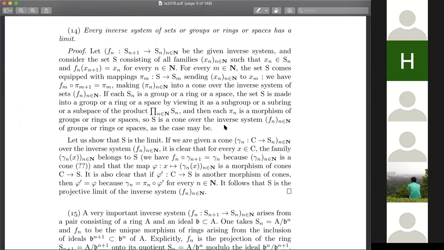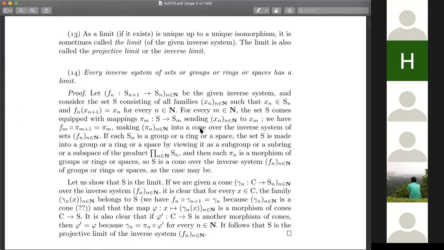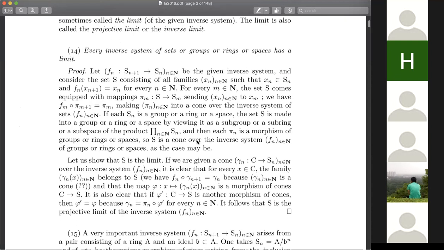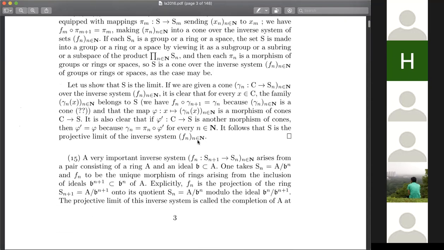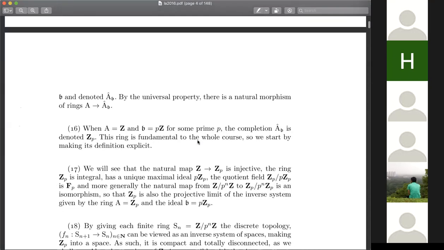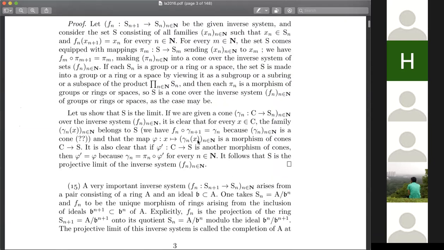Sir, can you please give an example of an inverse limit of an inverse system where it is simple enough? Yes. Okay, so I would think that this example here, Z_p, should be simple enough.